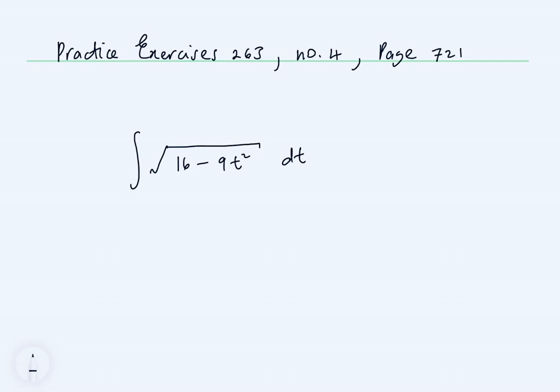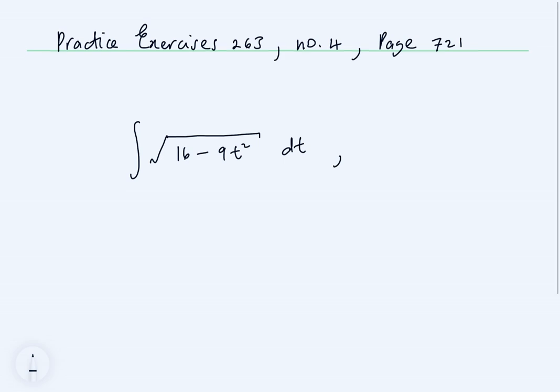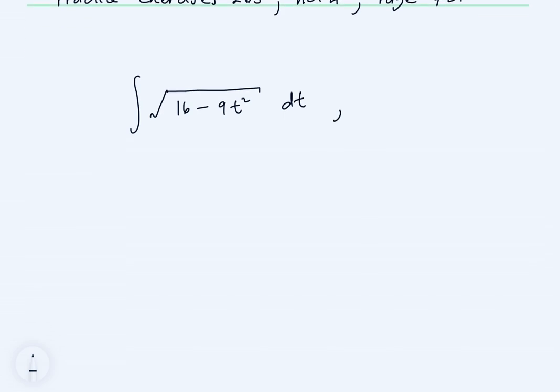In this video, we are going to discuss one of the exercises in the John Bird textbook, Understanding Engineering Mathematics. We're looking at practice exercise 263, number 4, on page 721. By looking at this integral, look at its form. We go to our given formula sheet, and we'll see that we have a formula that takes this form.